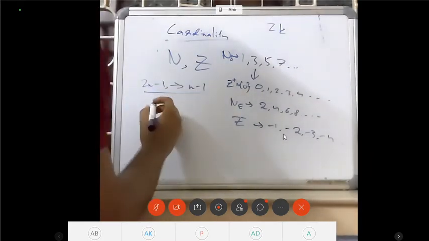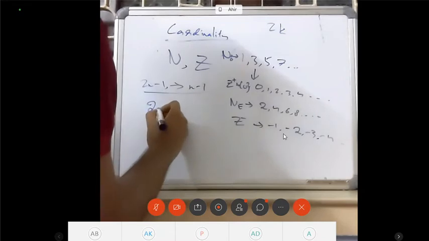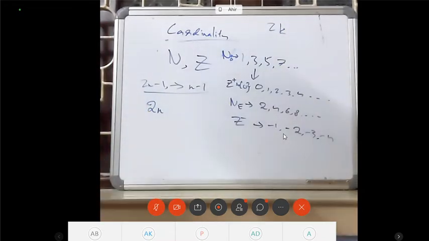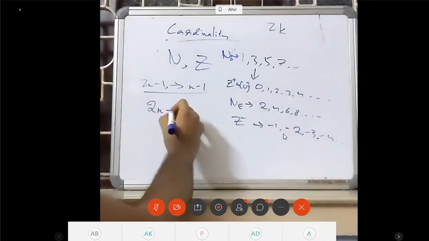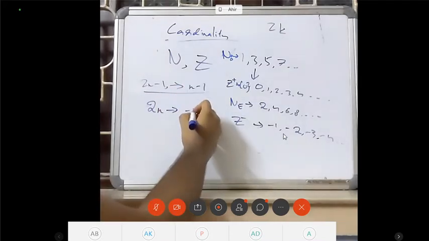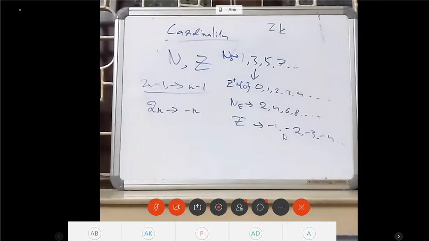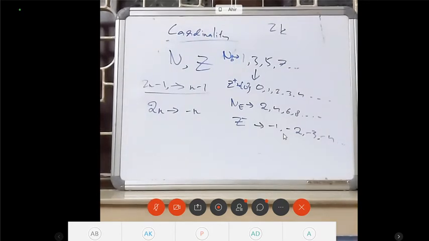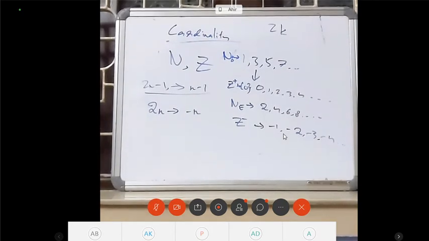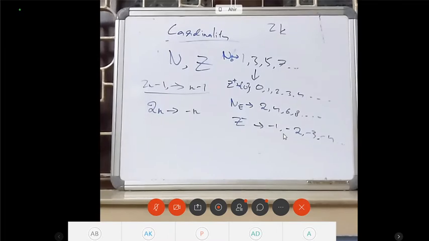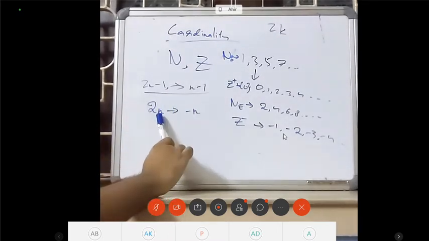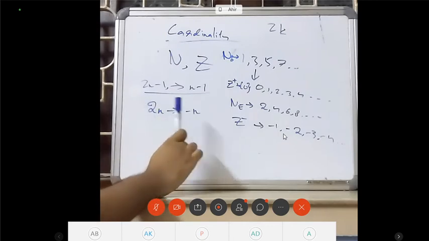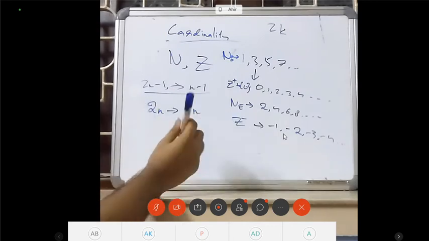So this is one map, and the other map is, suppose n is of the form 2n. Then we are mapping it to minus n. Take n equal to 1 over here, so you are mapping 2 to minus 1. Take n equal to 2, so you are mapping 4 to minus 2, and so on.